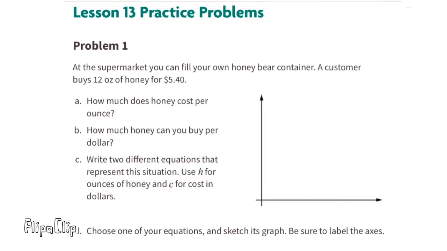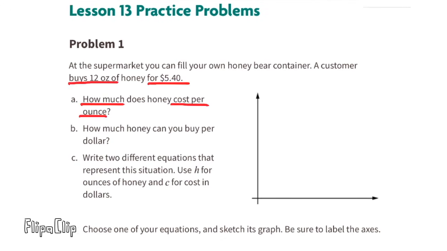7th grade, Unit 2, Lesson 13. Two graphs for each relationship. Problem number 1. At the supermarket, you can fill your own honey bear container. A customer buys 12 ounces of honey for $5.40. A. How much does honey cost per ounce?